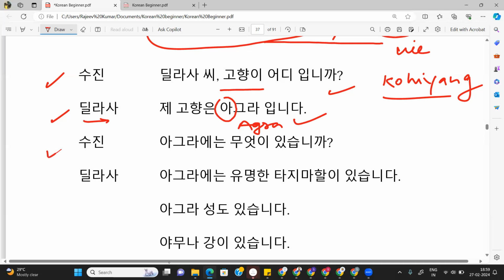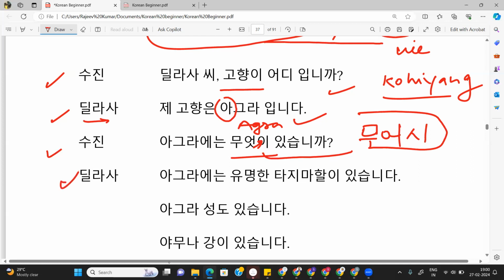Imnida. Yeah, next. Sujin. Agra Yenan. Munjang. Song. Munsoyi. No. I have explained you many times. This is mu, right? Next it will become like this. Mu o si. Okay. So that's why I've written how the pronunciation is. Okay. Next. This one.